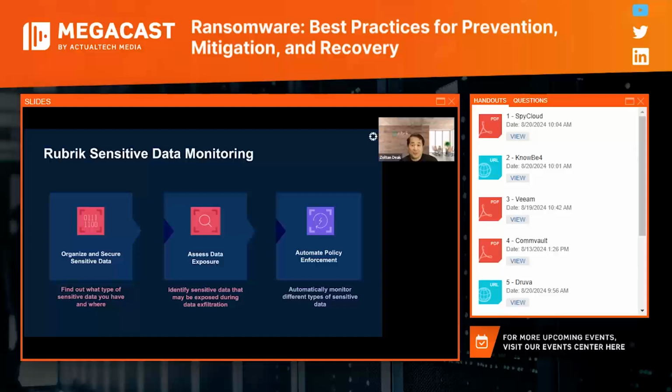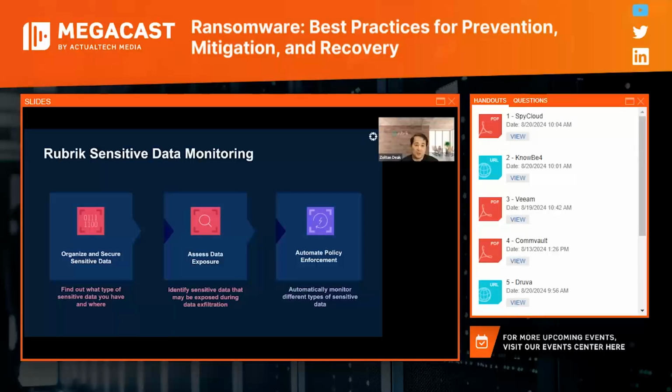You should absolutely be using your backup data for sensitive data discovery and classification. If you don't know what's in your environment, you cannot protect it. And on top of that, if data has been stolen, you're going to need to understand the blast radius.